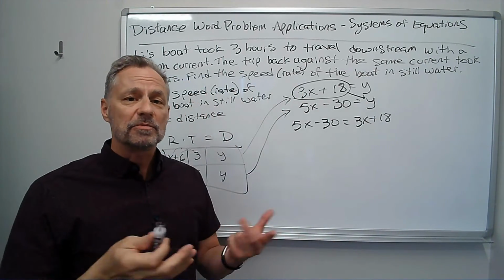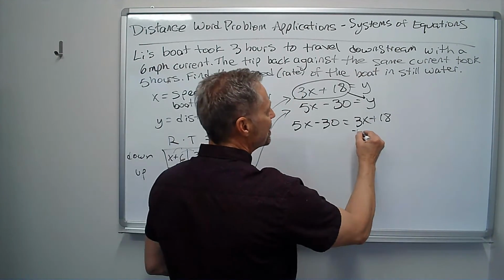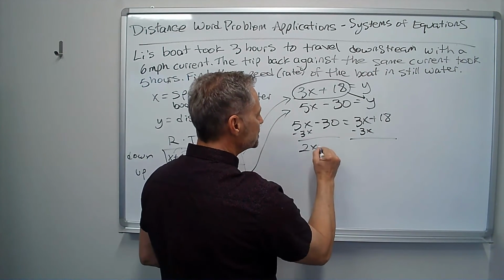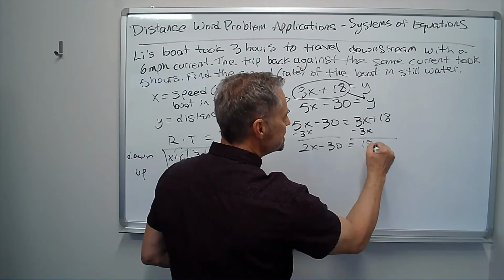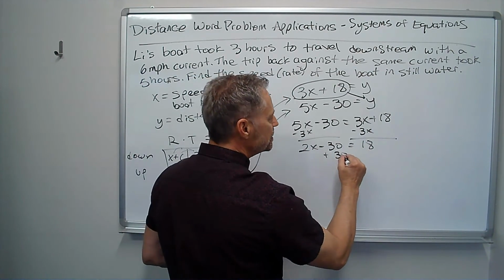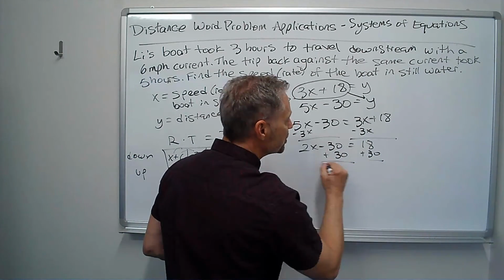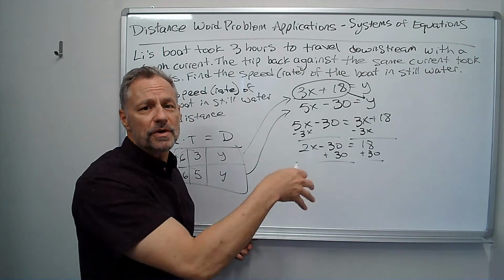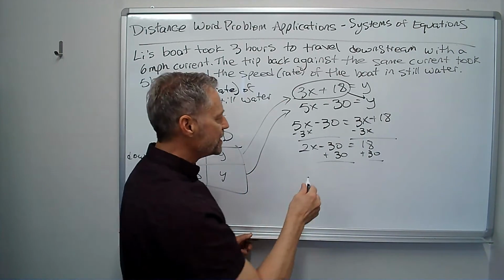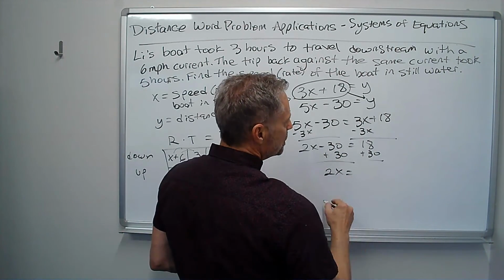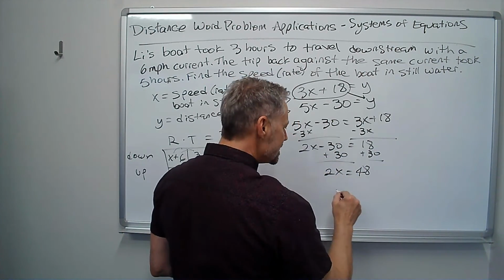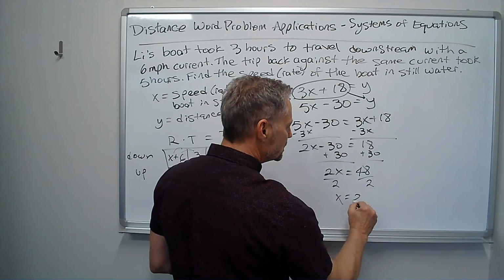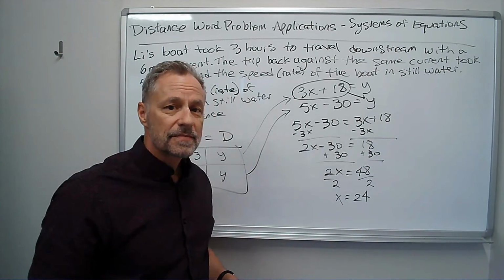And now I've got my problem just in terms of x. I'm going to go ahead and solve that. I'll subtract the 3x. I get 2x minus 30 equals 18. Add the 30. I'm doing this pretty quickly because it's just simpler algebra. If you want to pause this and work through it and see that we're doing it the same way, fantastic. 2x equals 48, and then just divide both sides by 2. x equals 24, and that's my answer.